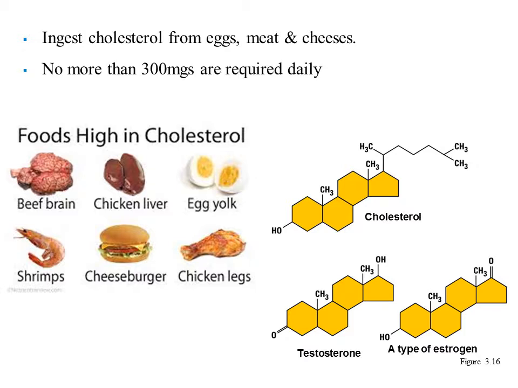So we all need to ingest cholesterol. Where can we get some of this cholesterol from? We can get it from eggs, meat, and cheeses. But we need to consume no more than 300 milligrams per day. Again, remember the structure of these cholesterols. These steroids will have these 4 interlocking rings. They're very different from any other macromolecule we have seen so far.